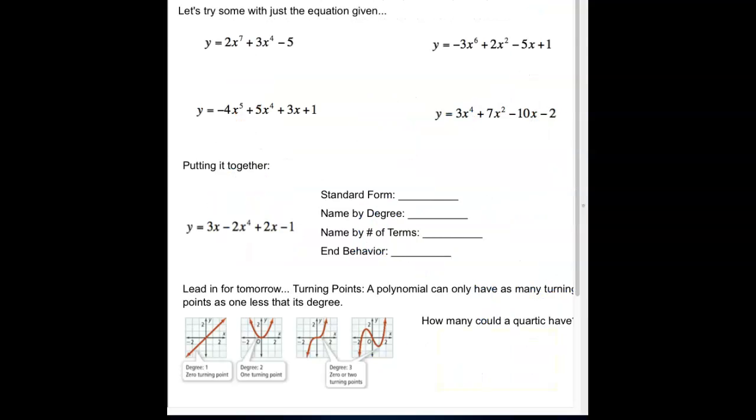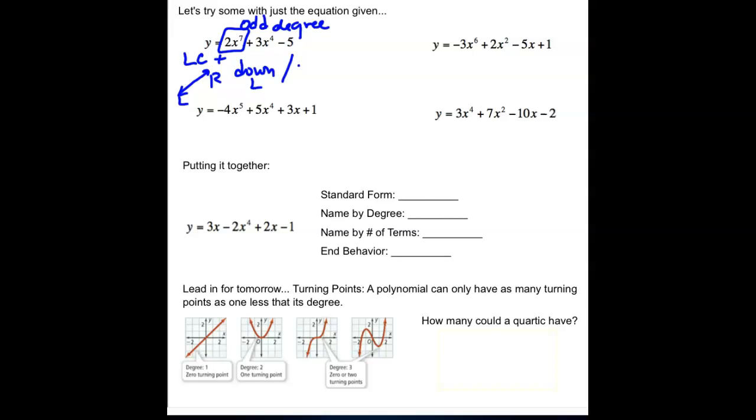All right, so let's try some that just have an equation given without our picture to support our answer. The first thing we want to do is make sure our equation is in standard form, and it is. So we look at our first term. Our degree is odd, and our leading coefficient is positive. So when the degree is odd, think opposite directions. Positive, think positive sloping line. So we would say on the left side it is pointing down, and on the right side it is pointing up.